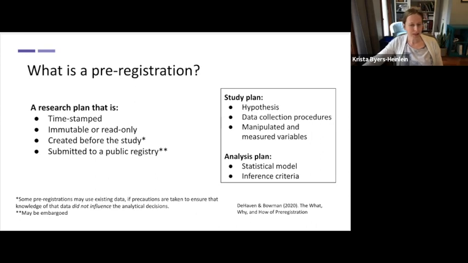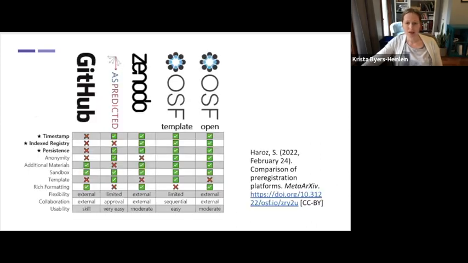So there are different places that you can post a pre-registration. This is just a table from this great paper from Harris explaining some of the different features that different repositories have. You can use things like GitHub. The one that I tend to use most often is the Open Science Framework, because we also store our data and materials, so that keeps everything in one place, but there's no one place that you have to post a pre-registration. And there are different formats of pre-registration.